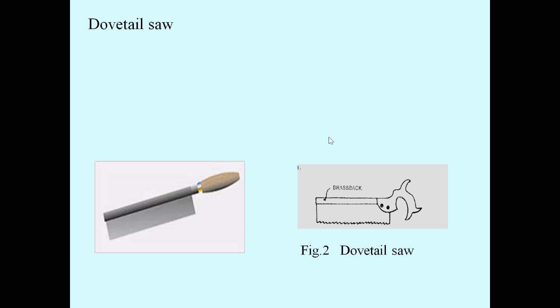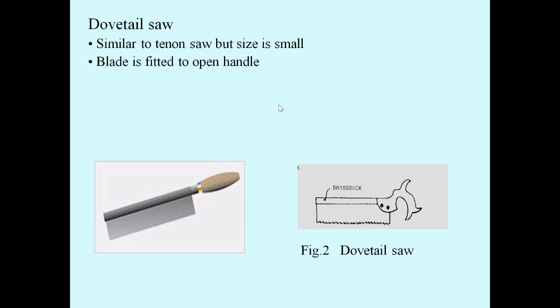Next is the dovetail saw. So we can see the diagram of a dovetail saw. It is a brass back metal. You can see the diagram here. It is also similar to the tenon saw, but the size is small. The blade is fitted to an open handle. This is the blade which is fitted to the open handle.